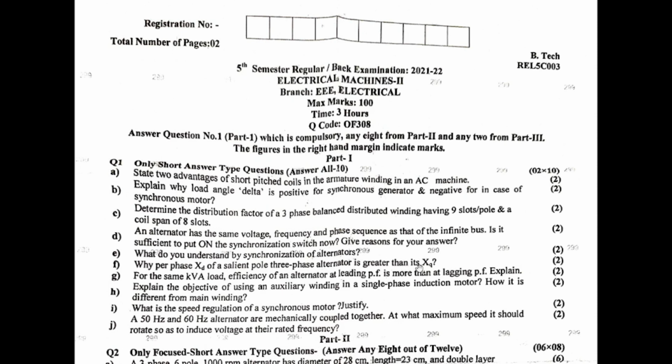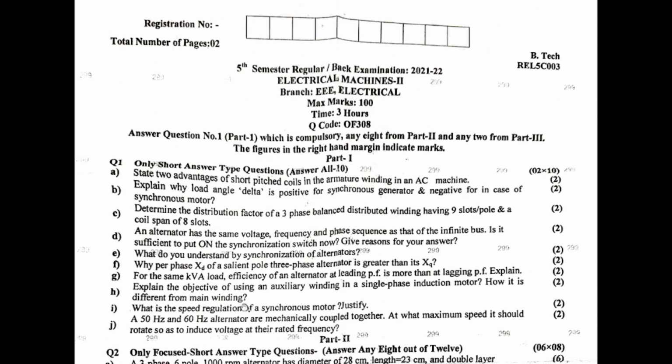Why per phase XD of a salient pole 3-phase alternator is greater than its XQ? XD and XQ, calculation of XD and XQ, it is also very important. For the same kVA load, efficiency of an alternator at a leading power factor is more than that at lagging power factor. Explain. Then explain the objective of using an auxiliary winding in a single phase induction motor. How it is different from the main winding.